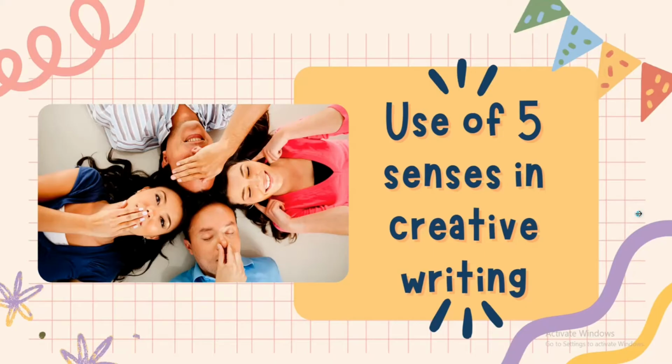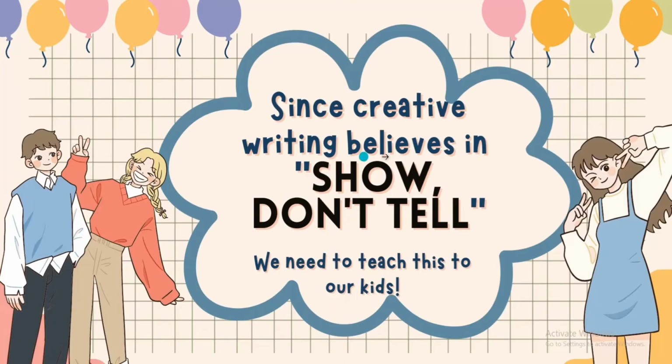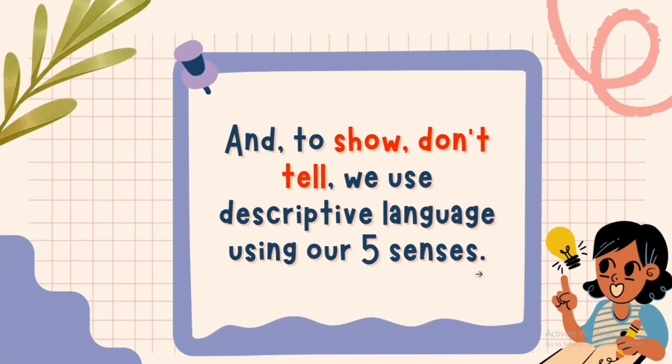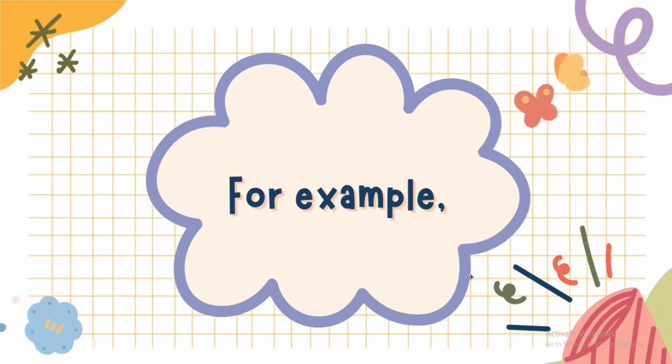So, why are we going to learn this and why do we need to teach this to our kiddos? Because creative writing believes in show, don't tell. And that's why we need to teach this to our kids. And to show, don't tell, we use descriptive language using our five senses. Now, if this is still not clear to you, be with me to the end of the video. Let's see an example first.